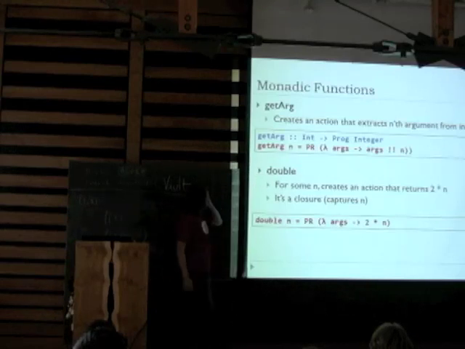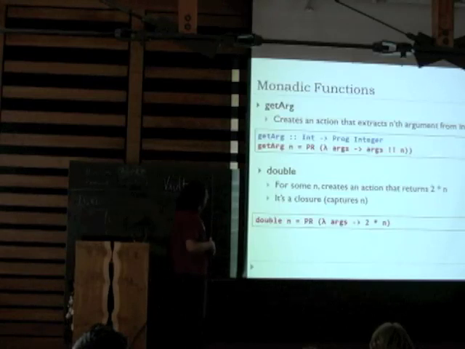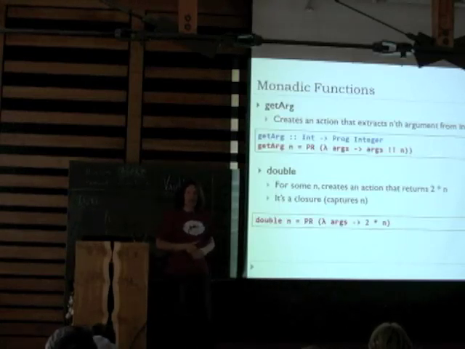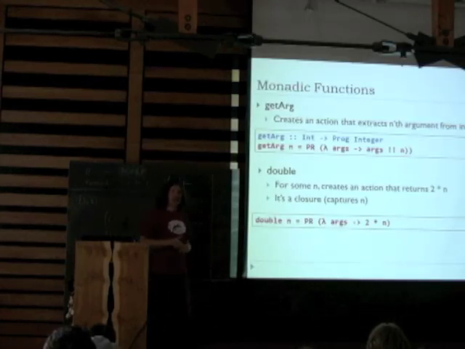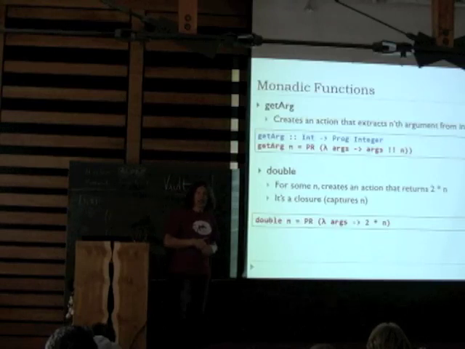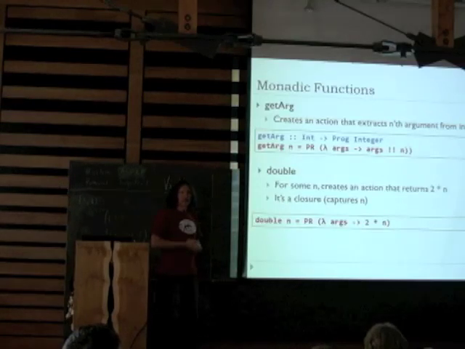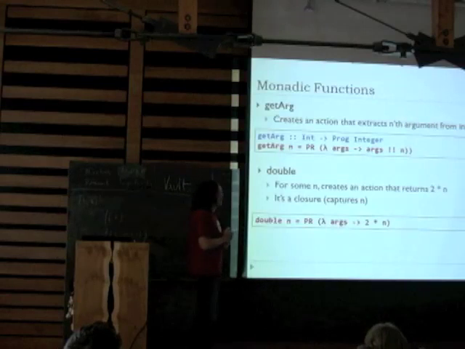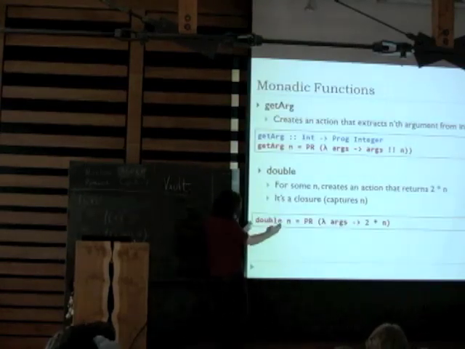The second monadic function is really trivial. I just need to have an example. So it's a monadic function that takes an integer and returns an action that will return double this integer. It will actually ignore the state. This is why it's so trivial. It will ignore the state. It really doesn't need the state. Right? So this is my monadic function.